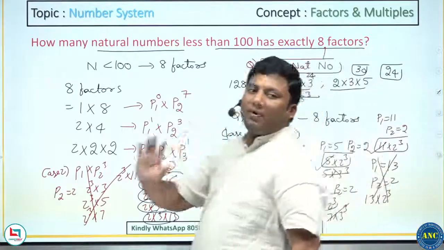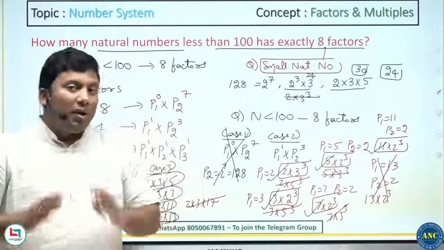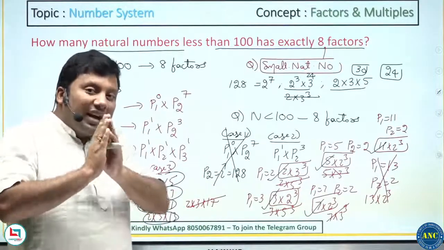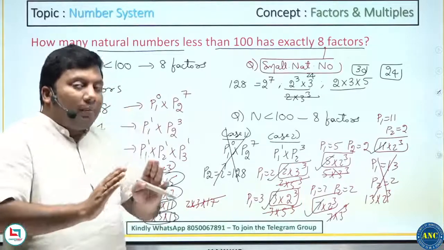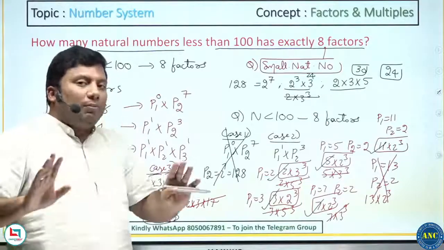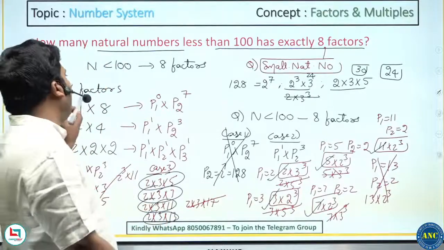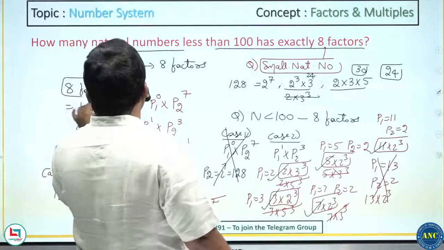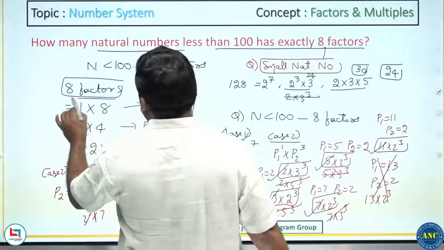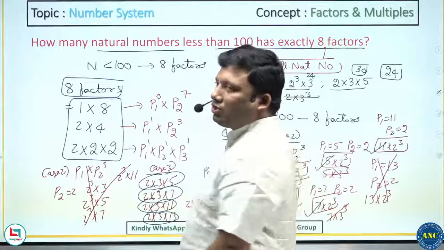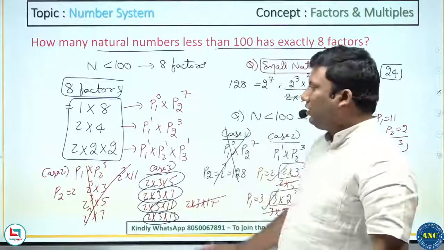Anyway, P2 power 7, this case will not come. Be careful, there are chances that you might miss a case. So, for this kind of counting related problems, ensure that you move them to innings 2. The only thing you have to find out is, if it is 8 factors, you have to write it as 1 into 8, 2 into 4 and 2 into 2 into 2.